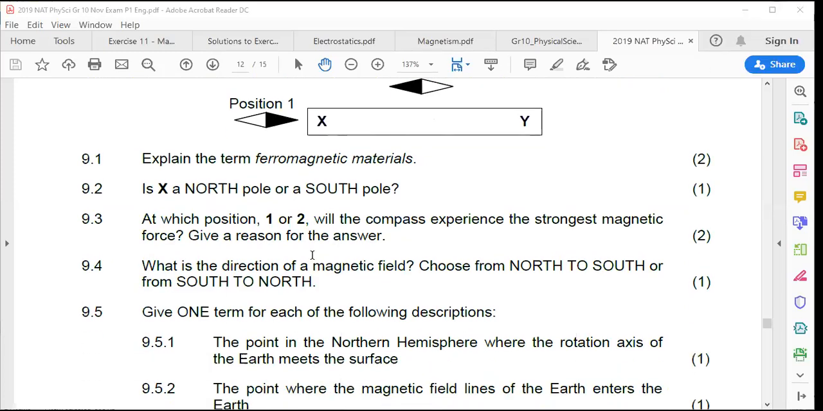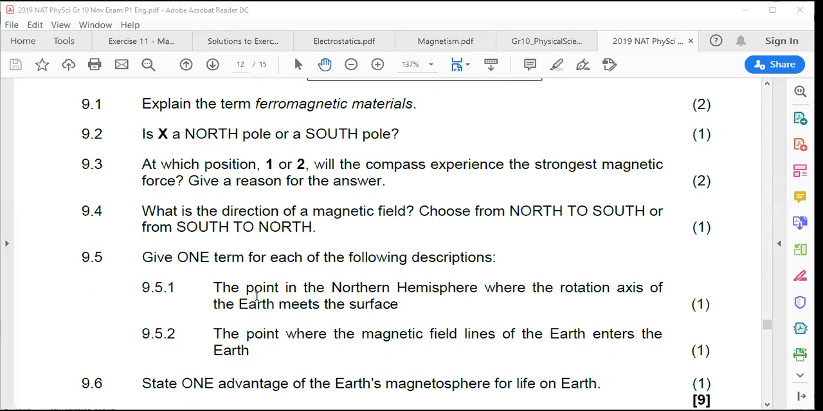Okay, we move on to the next one. What is the direction of a magnetic field? Choose from north to south or from south to north. What's the correct one here? From north to south. North to south, correct.